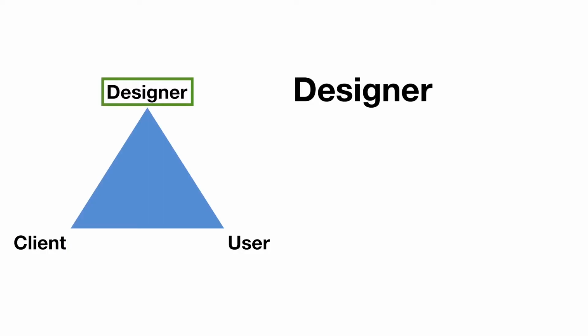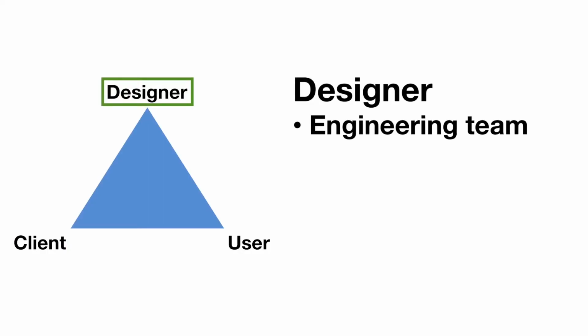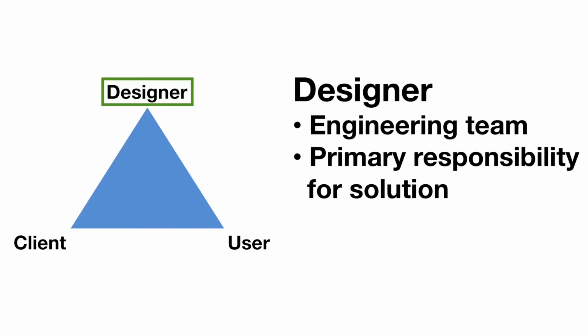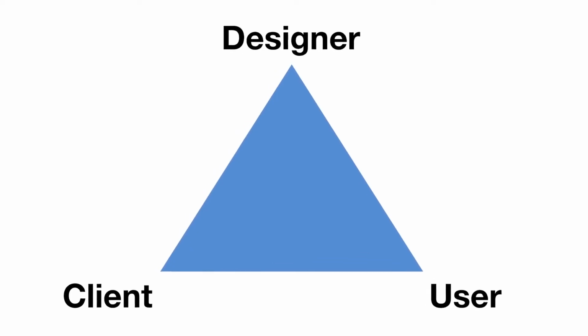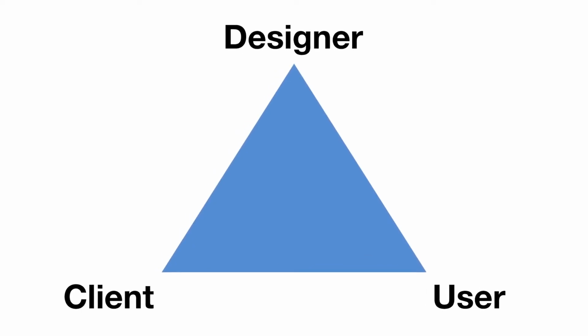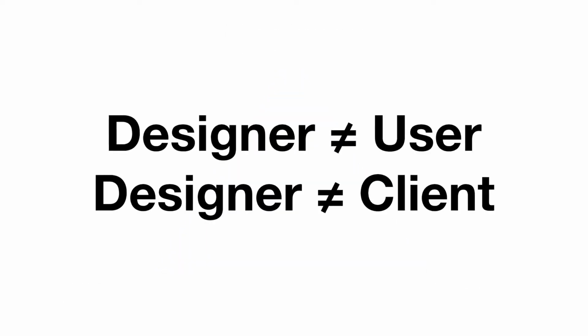The third point of the user-client-designer triangle is the designer. This is you, the engineering team, and you bear primary responsibility for solving the engineering problem. It's important to understand that the designer, user, and client are three distinct roles, and the designer shouldn't assume the role of the user or the client. For example, if you were designing a water bottle for a cyclist, and you yourself were not a cyclist, you shouldn't assume that you can understand the user's needs.